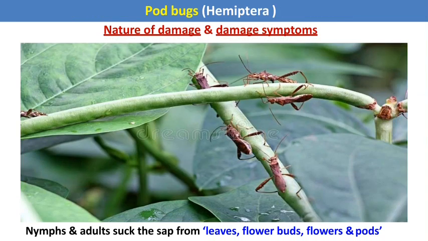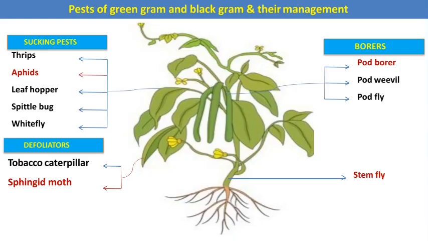Then this is also, as I have told you, the pod bug. It also attacks the cowpea crop. Both nymphs and adults suck the cells from the developing pods, and the pods dry up and the seeds become shriveled and unfit for human consumption.